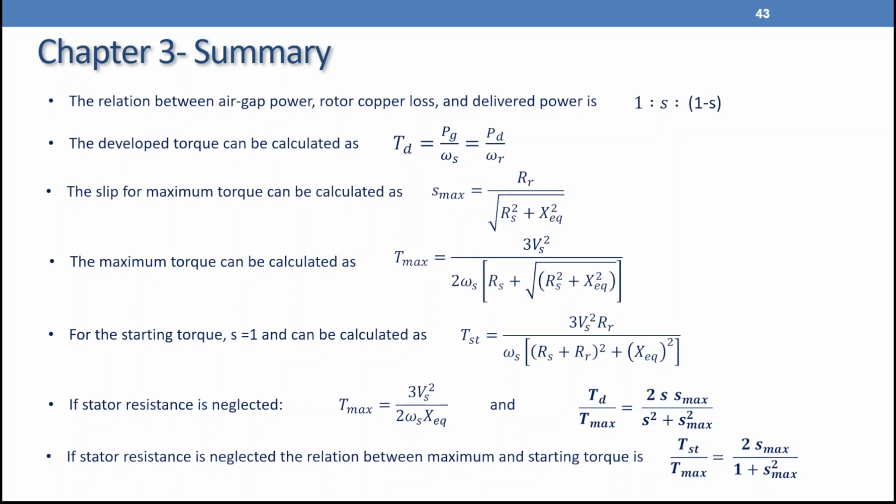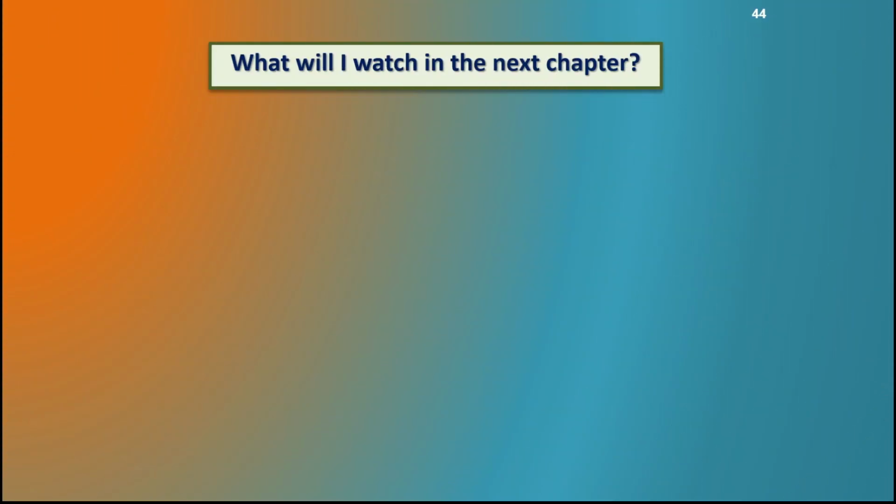Before we leave this point, I need to highlight that maximum torque does not depend on the rotor resistance, while S maximum, which is R rotor over X equivalent, depends on the rotor resistance. So the position of the maximum torque depends on the rotor resistance, while its value does not. What will we watch in the next chapter?